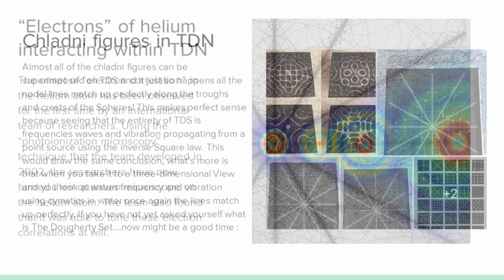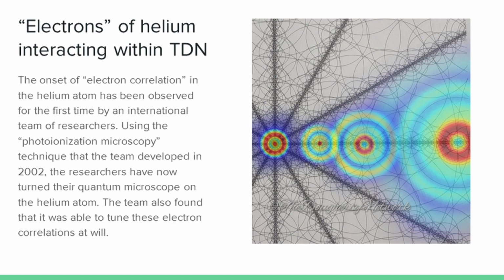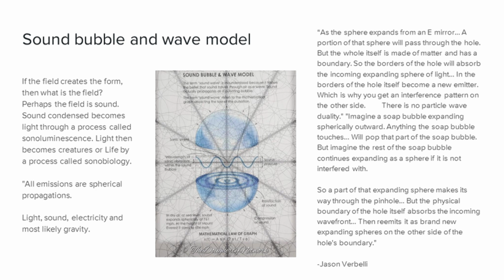Electrons of helium interacting within the Dougherty network. This is a photoionization microscopy technique that was developed in 2002. This is the first picture that we have of a helium atom by an international team of researchers. So everything works and fits inside the set, as you would assume.